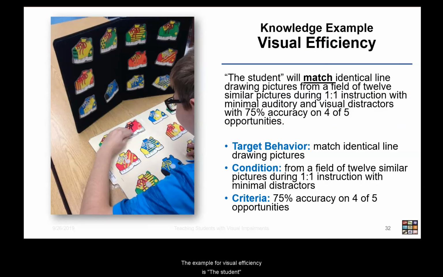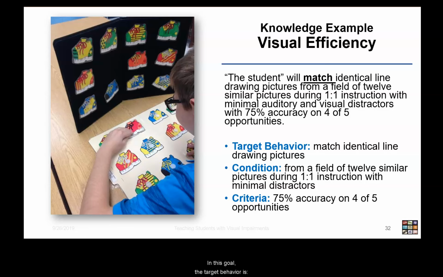The example for visual efficiency is the student will match identical line drawing pictures from a field of 12 similar pictures during one-on-one instruction with minimal auditory and visual distractors with 75% accuracy on 4 of 5 opportunities.